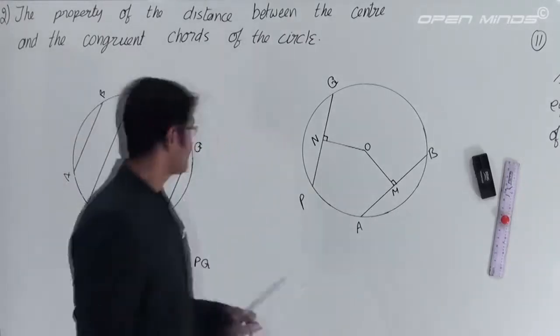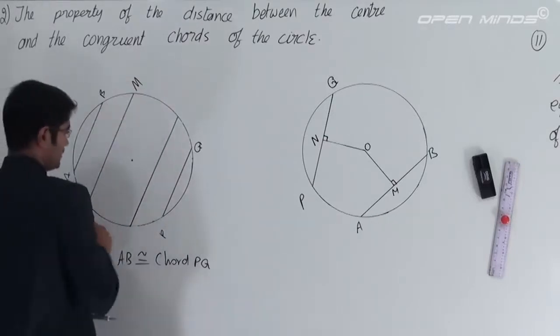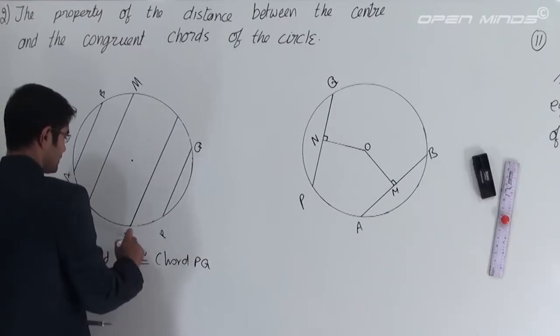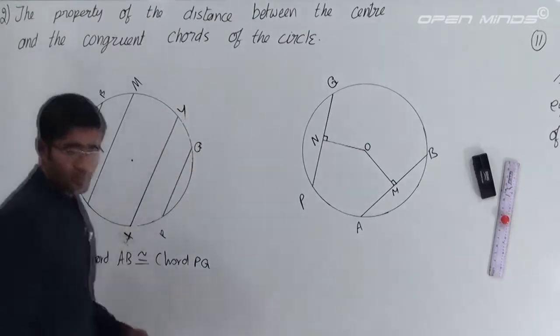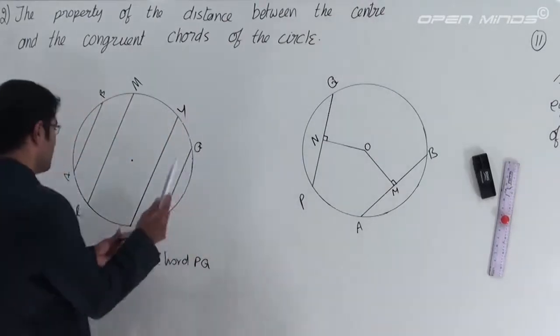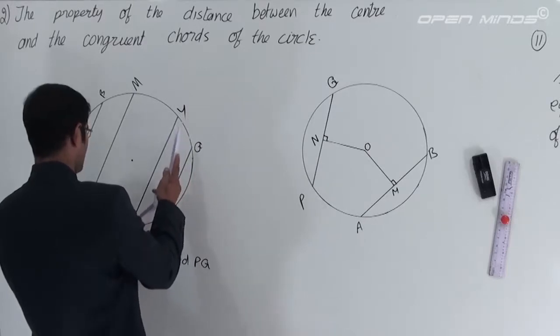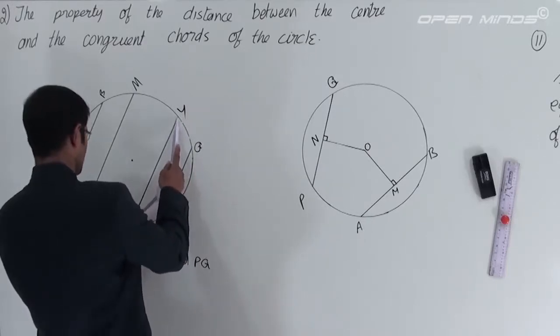We have another two chords here. Let me name them L and M, and since P is already used, let me take X and Y. Let's check whether these two are equal, or congruent, or not. What you have to do is measure one of them using a set square or a divider. That is the length.